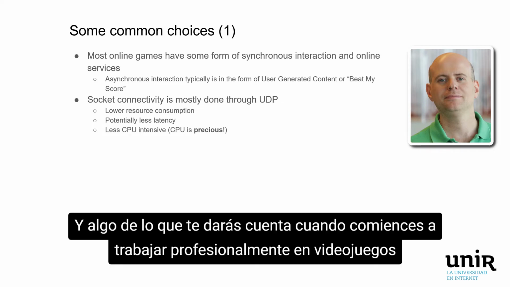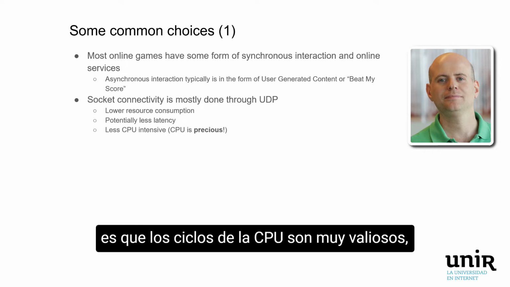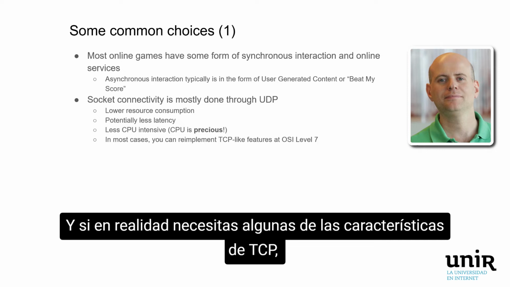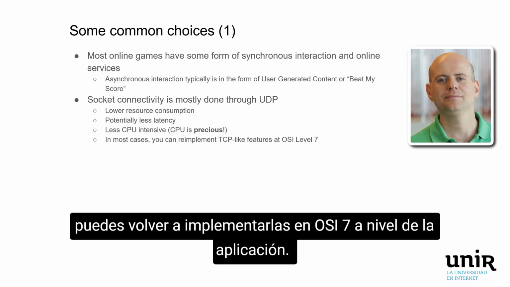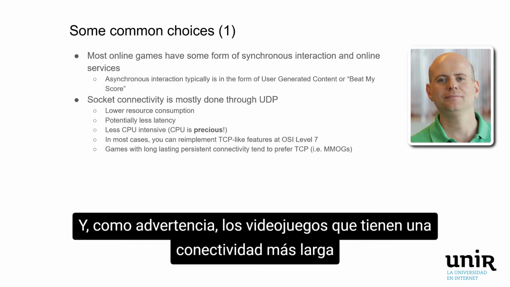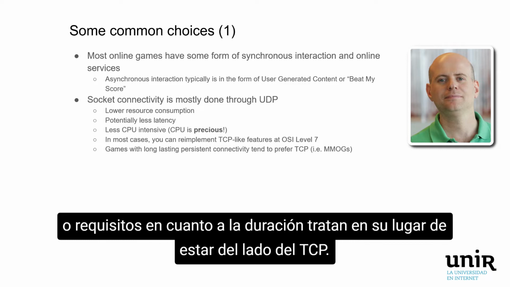And one thing that you will see when you start working professionally in games is that CPU cycles are very precious. So you don't really want to use them to do something that you don't truly need. And if you really need some of the features of TCP, you can re-implement them at OSI layer 7, at the application level. This is actually something that is done fairly often. And games, as a caveat, that have longer connectivity requirements in terms of length of time, instead try to side with TCP.